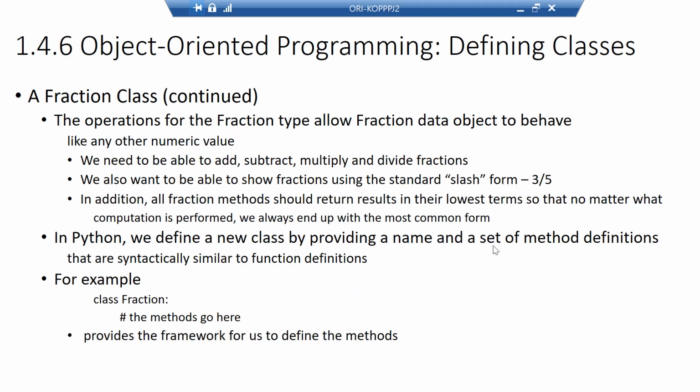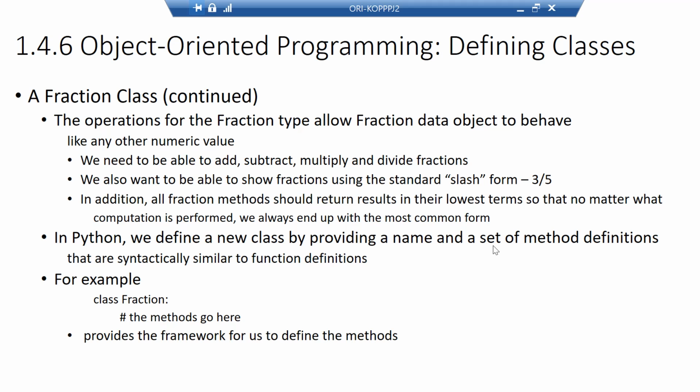The operations for the fraction type allow a fraction data object to behave like any other numeric value. We need to be able to add, subtract, multiply, and divide fractions. We also want to be able to show fractions using the standard slash form, 3/5. In addition, all fraction methods should return results in their lowest terms so that no matter what computation is performed, we always end up with the most common form.